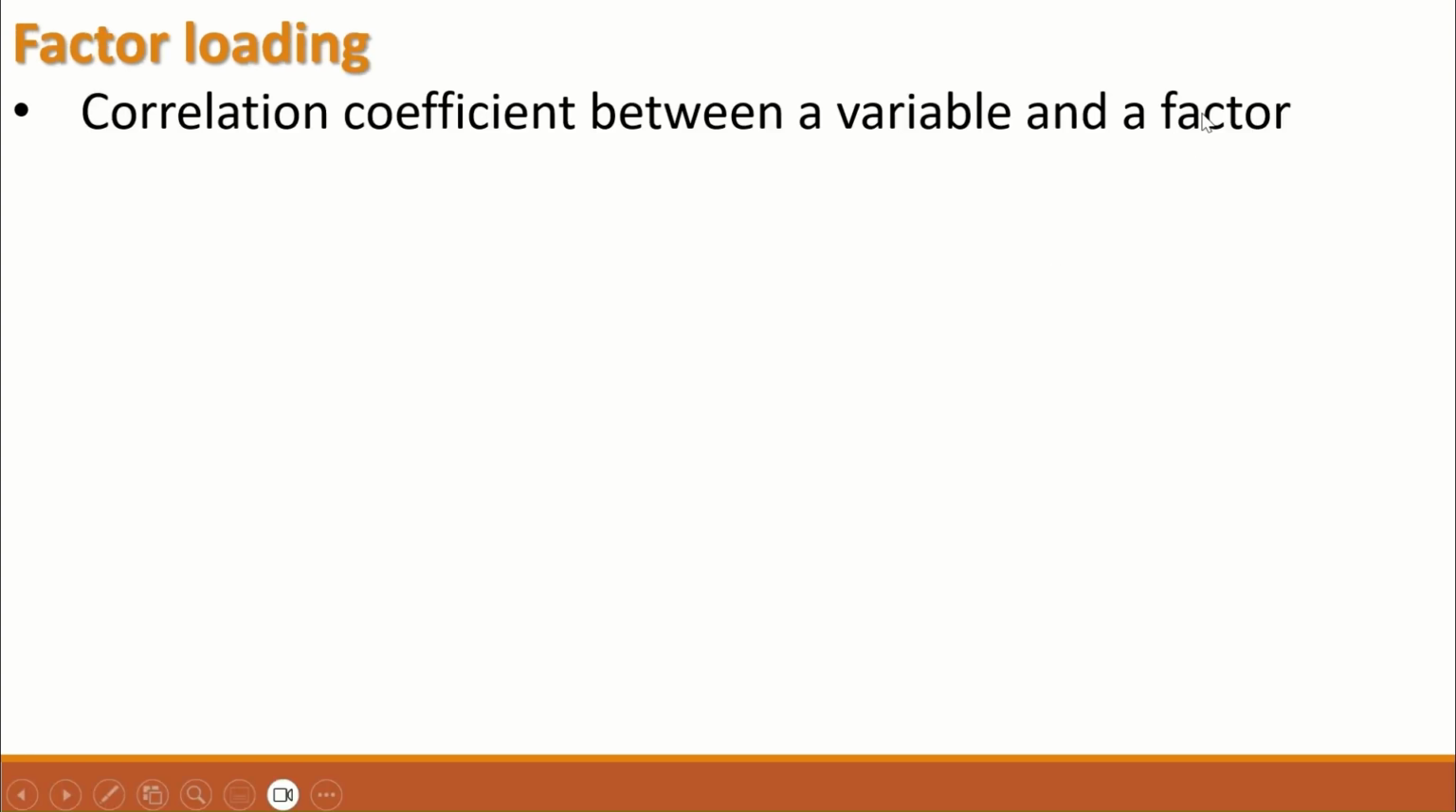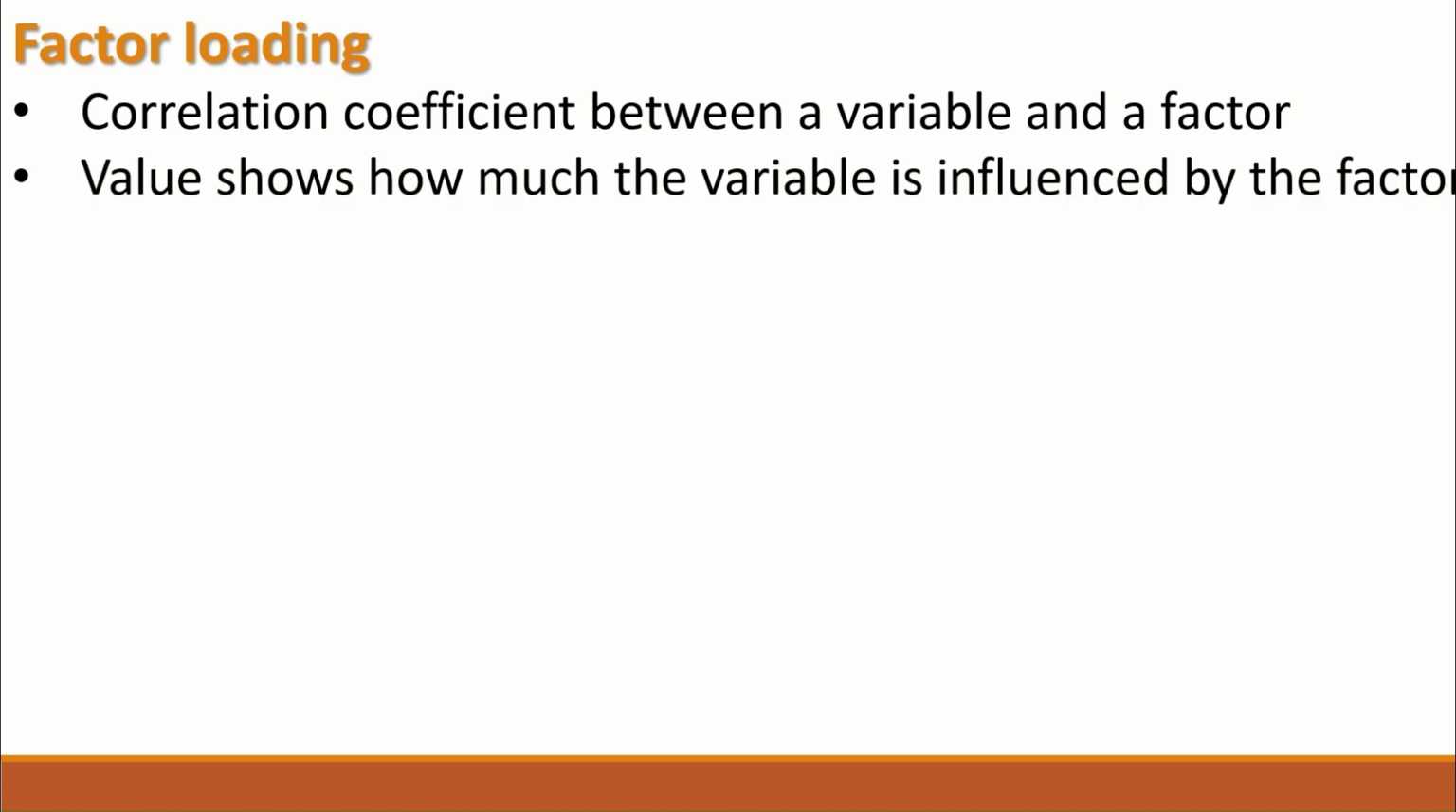There is also another value that needs to be examined, which is called factor loading score or value. Factor loading is a correlation between item and a factor. So it is a correlation coefficient between a variable and a factor. So a score will be given, or a value, and it's called factor loading.